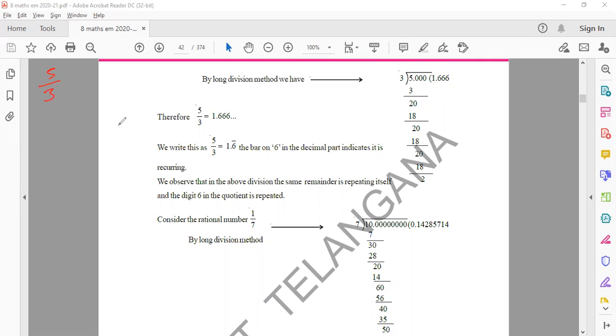You take a 5, then take the denominator 3. 5 is more than 3, so you can start working over here. 3 1s are 3. After subtracting 3, you got 2. Now 2 is less than 3, we cannot proceed, so you keep the point over here. After keeping the point, 0 will come. So 20. Now it's possible. 3 6s are 18. Now you got 2.